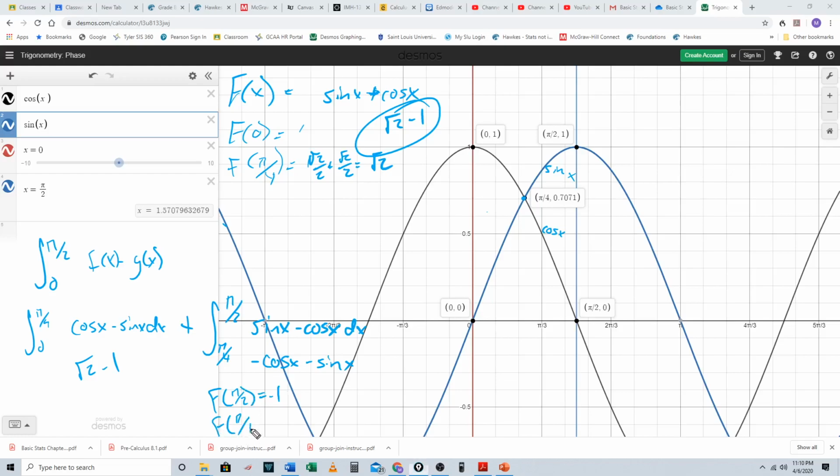F of pi over 4 here is a bit different because it's backwards. It's going to be negative root 2 over 2 minus root 2 over 2, which is negative root 2. So negative 1 minus a negative root 2 becomes root 2 minus 1. Again, we should get the same answer. So we have 2 of this, and the whole thing ends up being 2 root 2 minus 2.